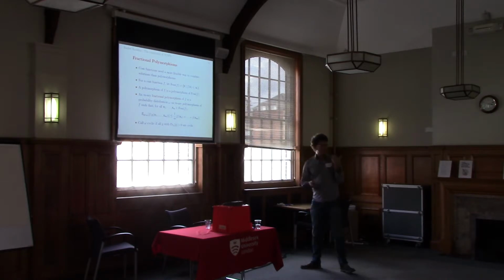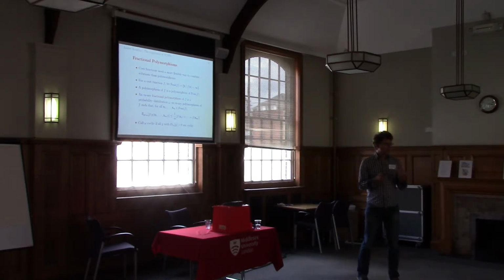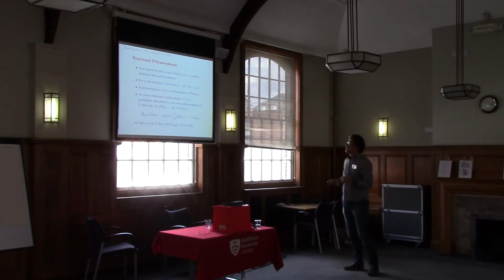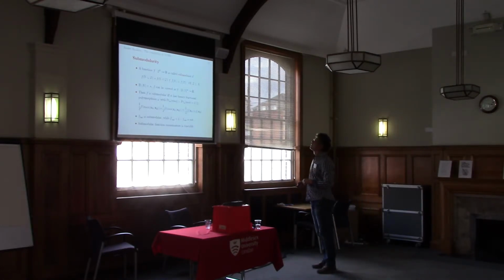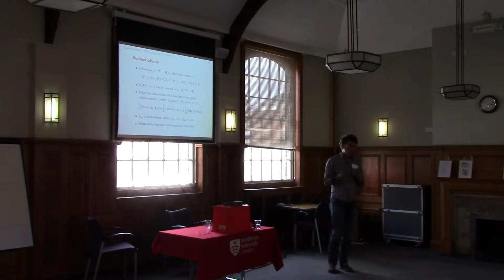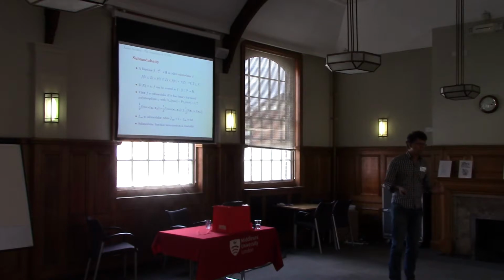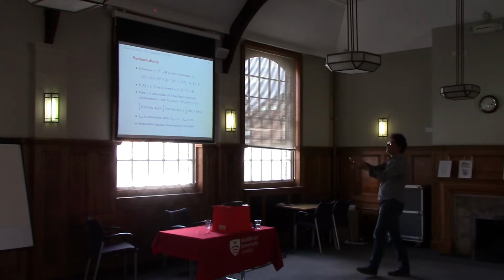Now let me give a specific example of a fractional polymorphism. Hopefully it will clarify some things. Submodularity. You have probably all heard of submodularity. It's a very important property that appears all over combinatorics, all over optimization. Well, if you haven't, that's the definition.